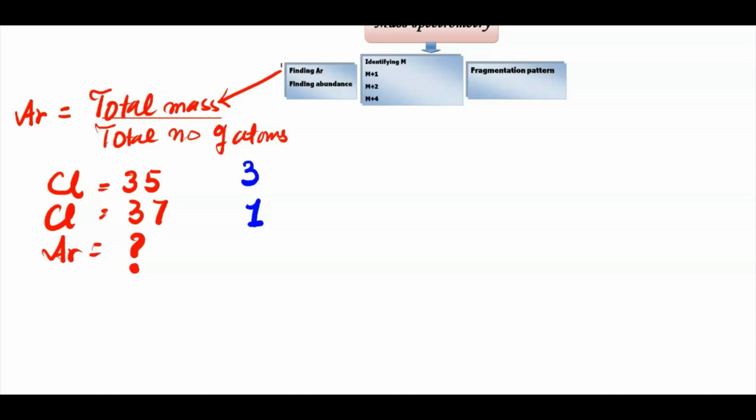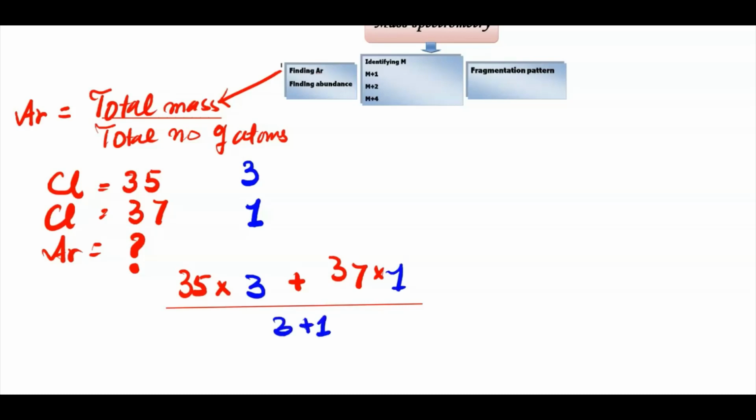So what is the way? It is very simple. You are all already familiar. It is just for revision. First of all, you will find 35 into 3 plus 37 into 1, and you will divide it by the total number of atoms, which is 3 plus 1, and when you calculate it, it is equal to 35.5. So that is how you calculate the first part, which is called AR.